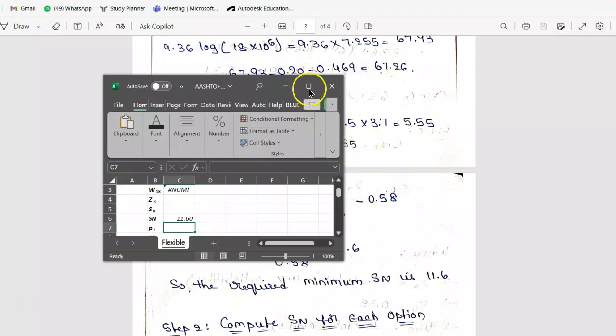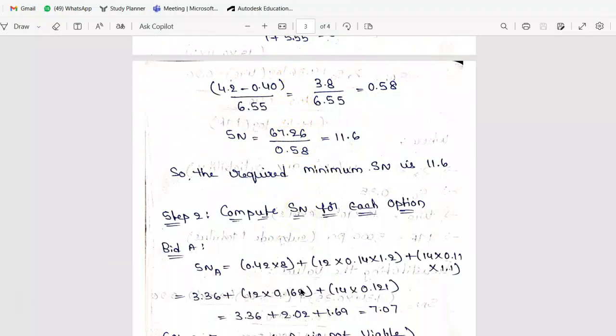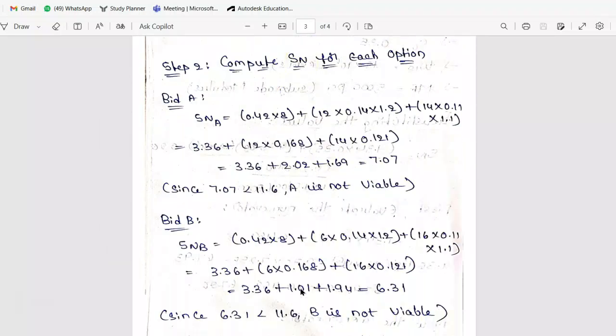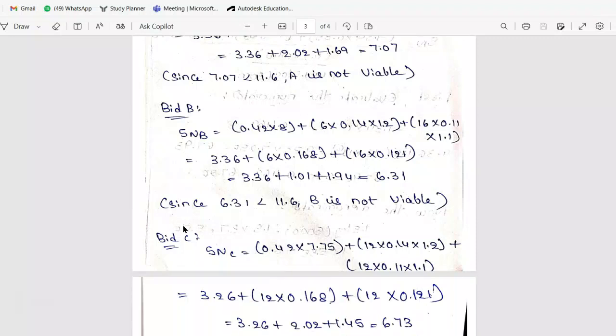After this, we have step 2: compute Sn for each option, bid A and bid B. Substituting all the values and equating, finally we get 7.07 for one option. For bid B, we get 6.3. As we can see, 11.6 is more than 6.31, so B is not viable.